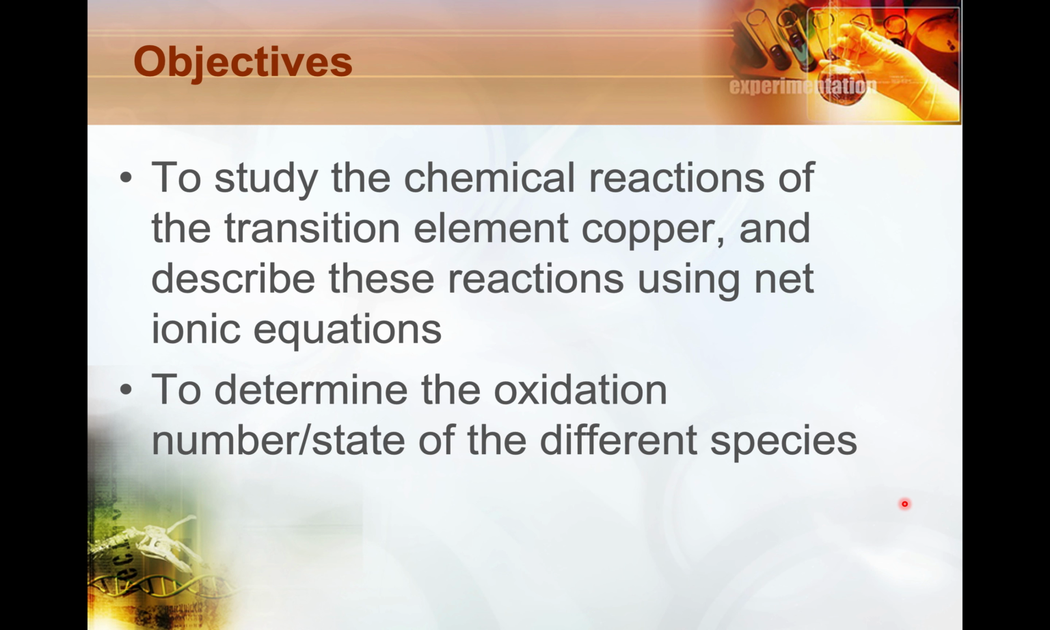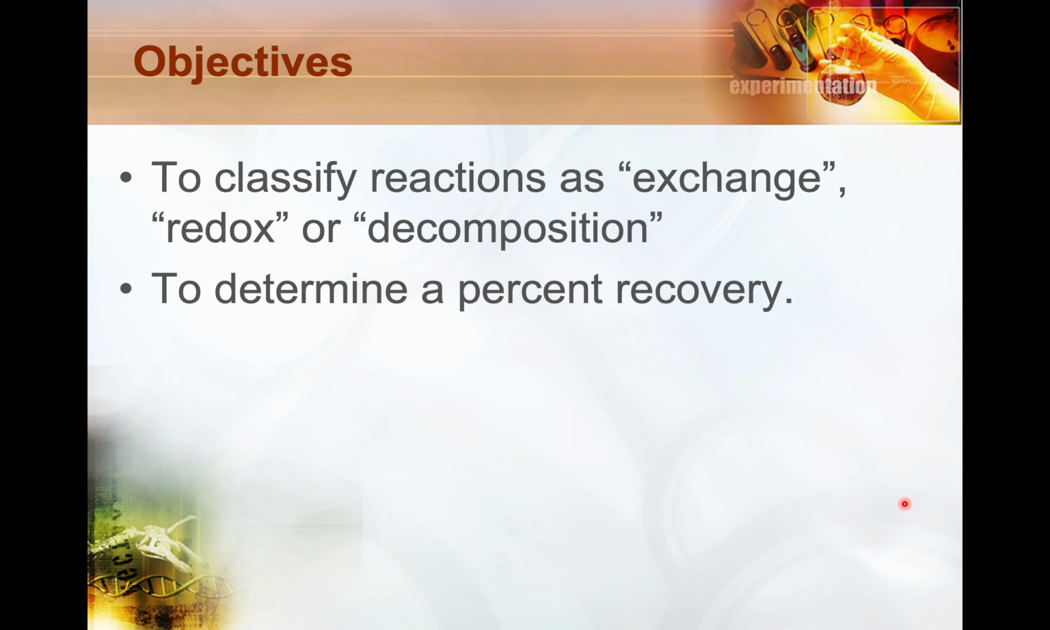There's going to be a lot of different oxidation reduction reactions that you'll see, so part of this will be for you to determine the oxidation number and the state of these different species. And there won't just be redox reactions, there will also be exchange reactions, metathesis, double replacement reactions, as well as decomposition. And it'll be up to you to recognize what kind of reaction is occurring as it's happening. And then finally, with this, you'll determine a percent recovery.